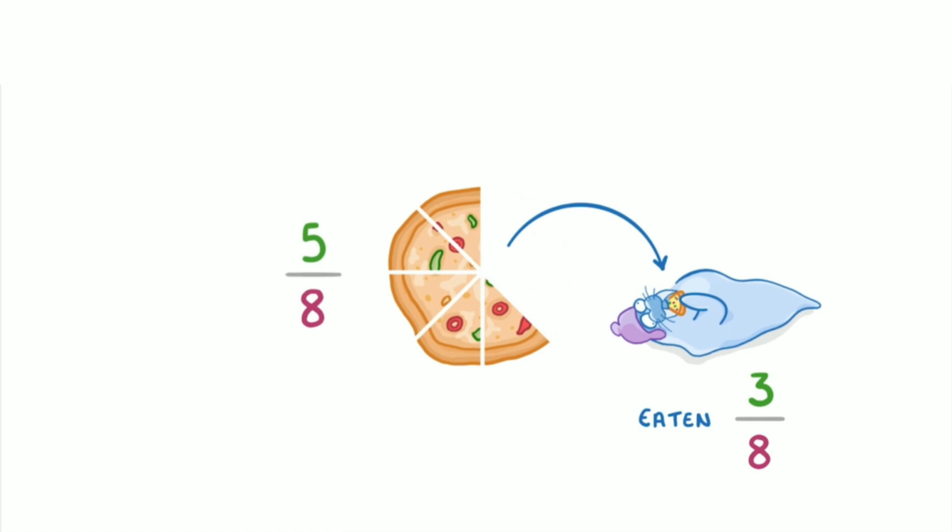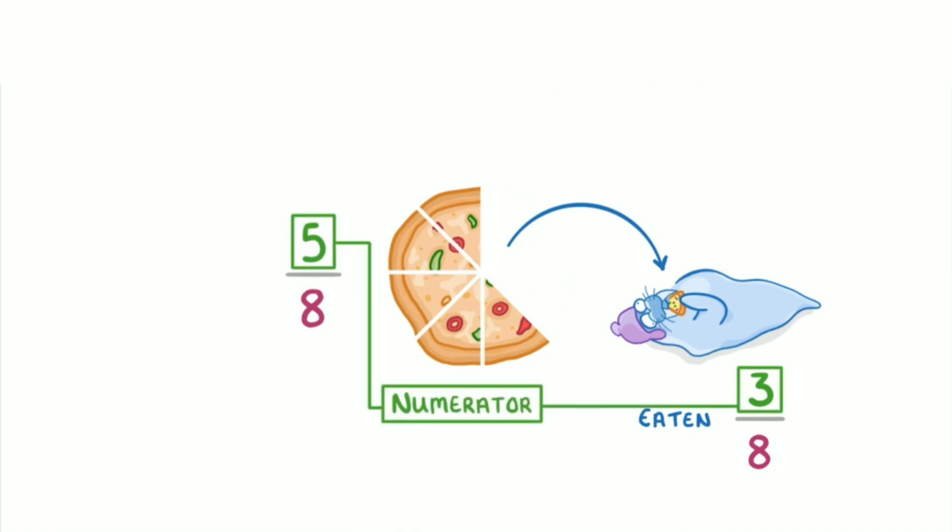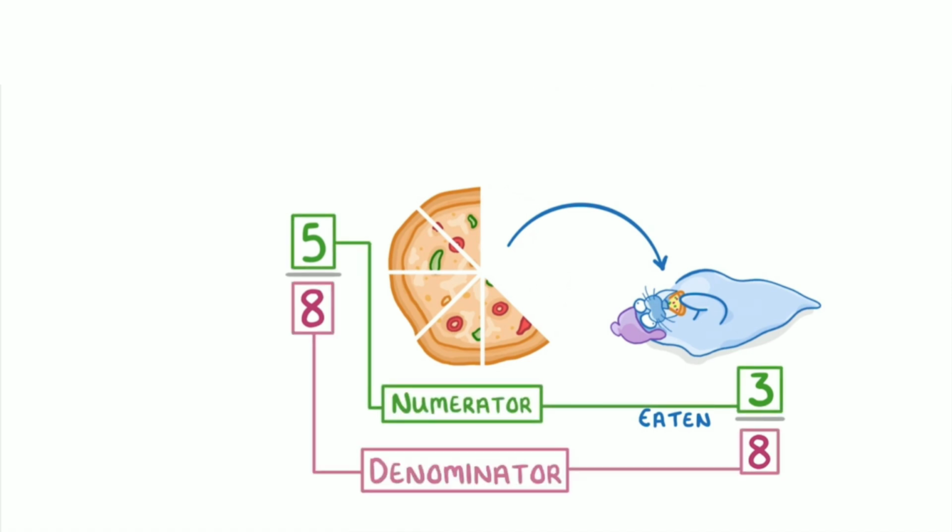The other important thing to know about fractions is that we have special names for these two numbers. The top number is called the numerator, and the bottom one is the denominator.